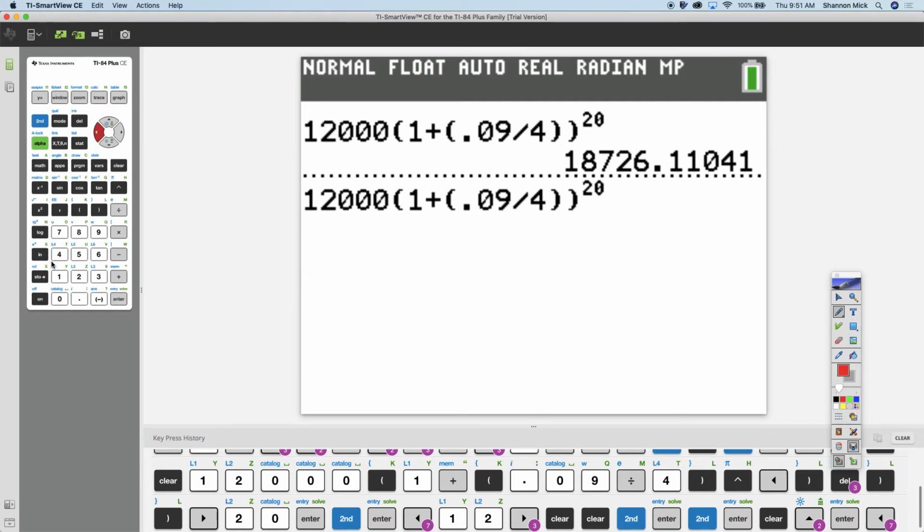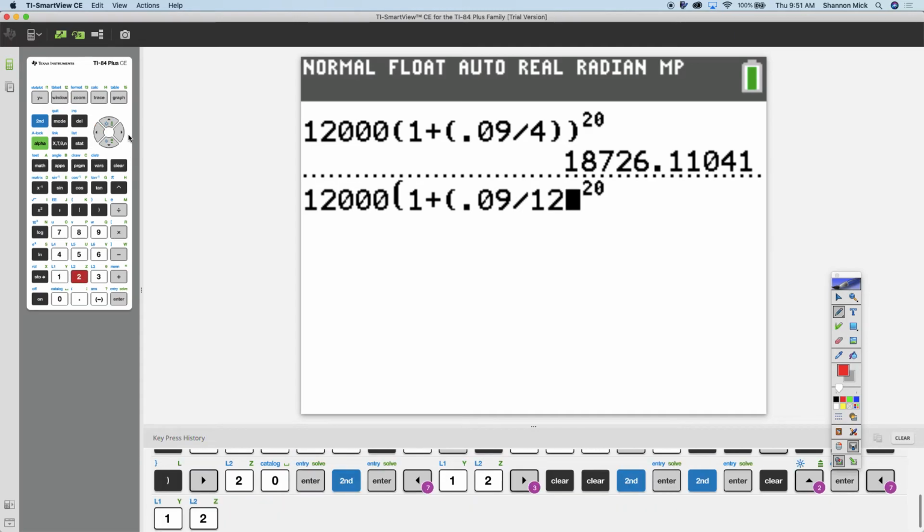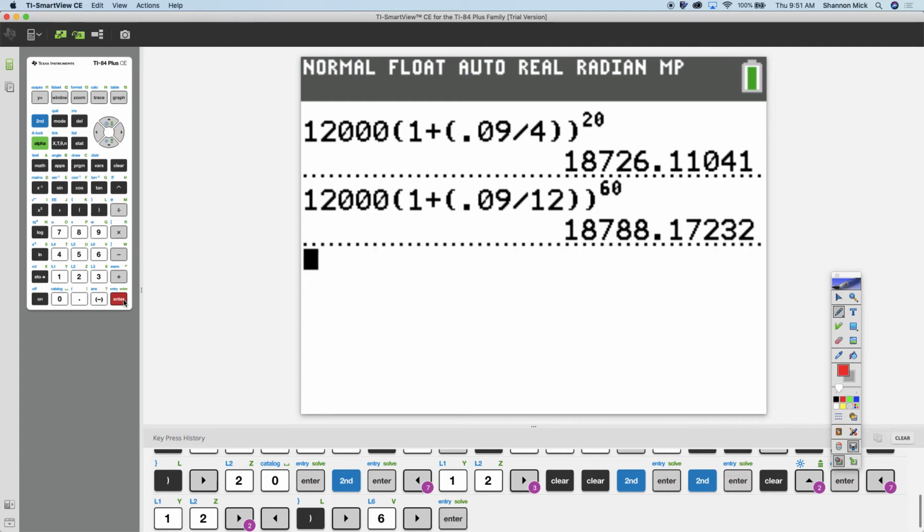So, we replace that with 12, right? And then 12 times 5 is... Yes, thank you. 12 times 5 is 60. So 20 turns into 60. Arrow to the end and just hit enter. $60 more. Okay, I got, literally, like the $62.